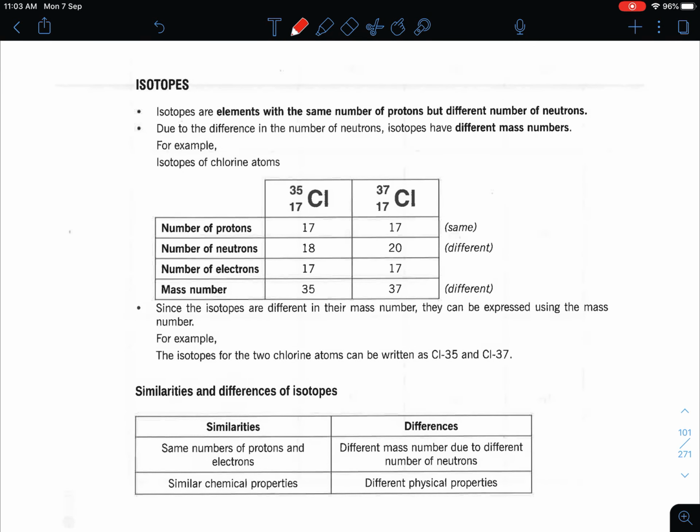Okay, next we will be discussing what isotopes are. Isotopes are generally elements with the same number of protons. However, they have different numbers of neutrons. Do remember to write another sentence: isotopes are atoms of the same element with the same number of protons and same number of electrons but different number of neutrons. This one is more complete, and because of the different number of neutrons, they will have different mass numbers as well, meaning the nucleon number will be different.